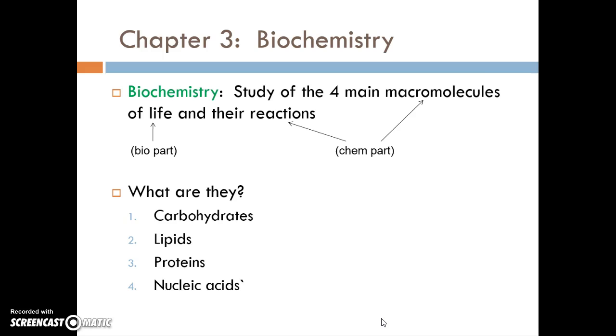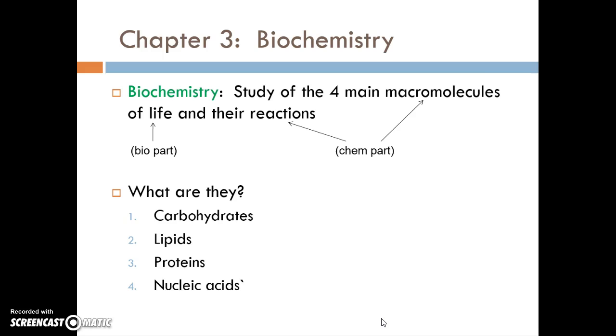Like carbohydrates are really going to be the focus of the next exam, and proteins and nucleotides are going to be the focus of the 3rd exam, and lipids are also in exam number 2. So today we're going to just touch on them, but in the future we're really going to hit them hard. And these are the 4 main topics that we're going to cover.